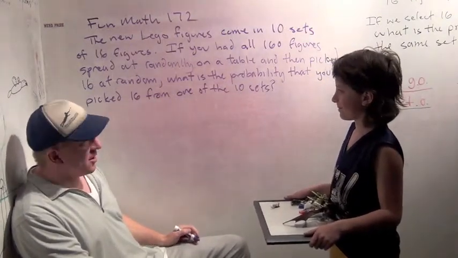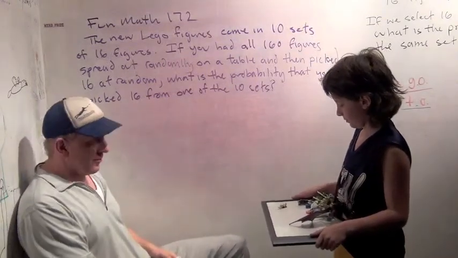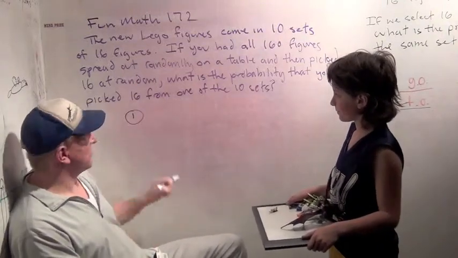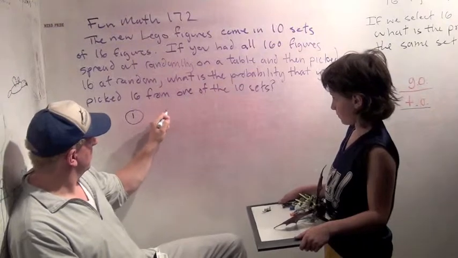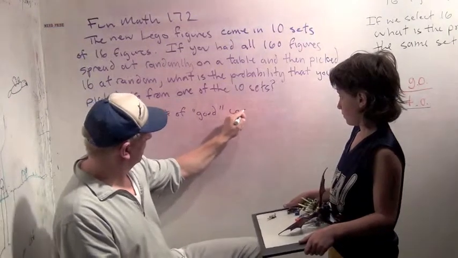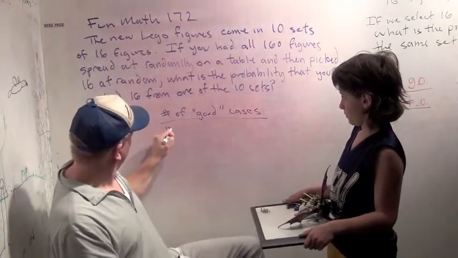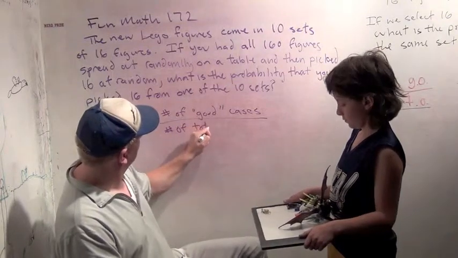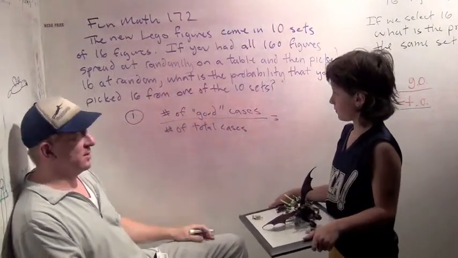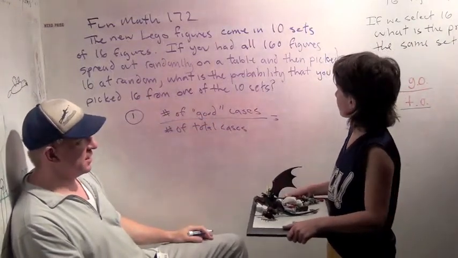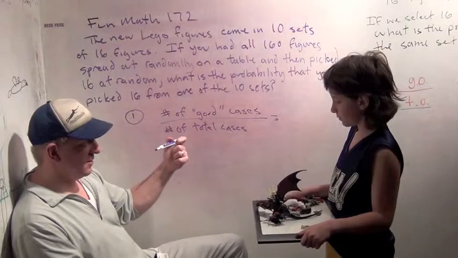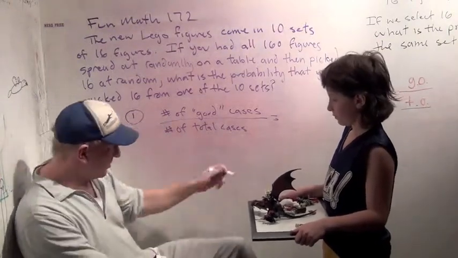Okay. So let's just summarize what we did, because this took about an hour to work through, but it was really cool, right? So step one was, what does probability mean? It means the number of, we'll call it good cases, over the number of total cases. And so the number of good cases was 10. Why is the number of good cases 10? Because there's 10 different sets. So the number of good cases for your set of 16 that you picked was 10.